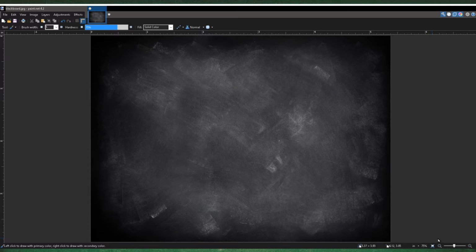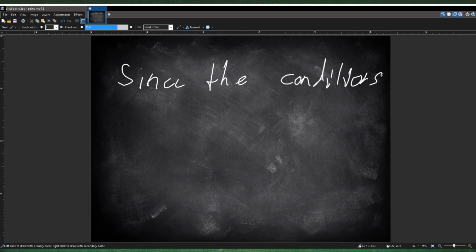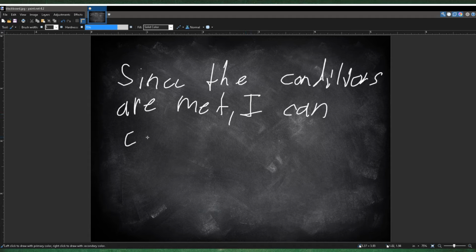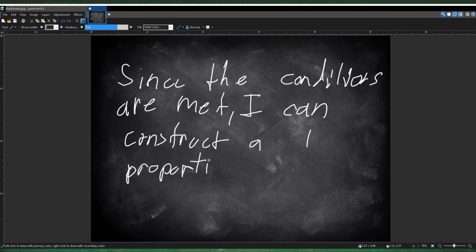And then you write your transition statement. Since the conditions are met, I'm sorry about the bad handwriting, I can construct a one proportion z-test. These are just stat tests, which are also called sampling distributions. One or one, doesn't matter. Basically, you just have to write it down because you satisfy all the conditions.